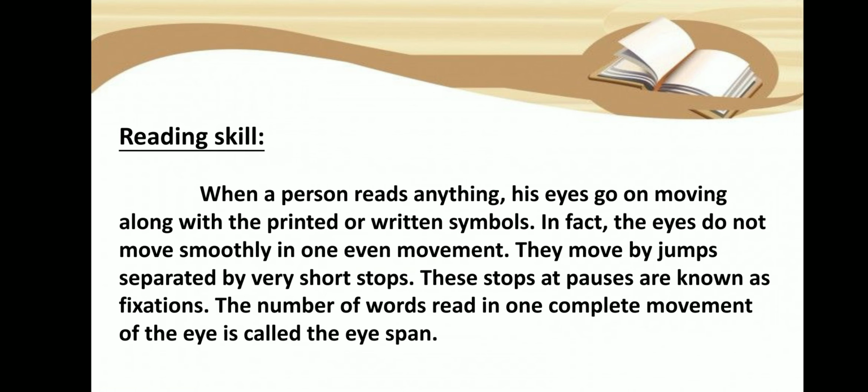Let us see what is a reading skill. When a person reads something, his eyes go on moving along with the printed or written symbol. In fact, the eyes do not move smoothly in one even movement. They move by jumps separated by very short stops. These stops or pauses are known as fixations, and the number of words read in one complete movement of the eye is called the eye span.